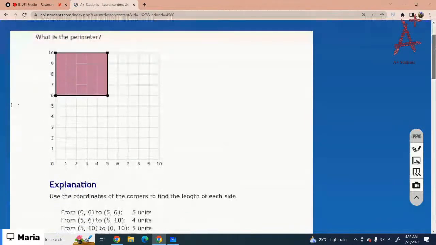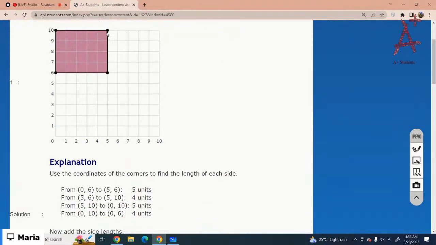Okay, we need to calculate the perimeter of the figure. You simply count the blocks, that is an easier way. 1, 2, 3, 4, here you have 4. 1, 2, 3, 4, 5, here you have 5. This way we calculated the length of the sides. Opposite sides are equal in length. Here you have 5, here you have 5, here you have 4 and here you have 4.